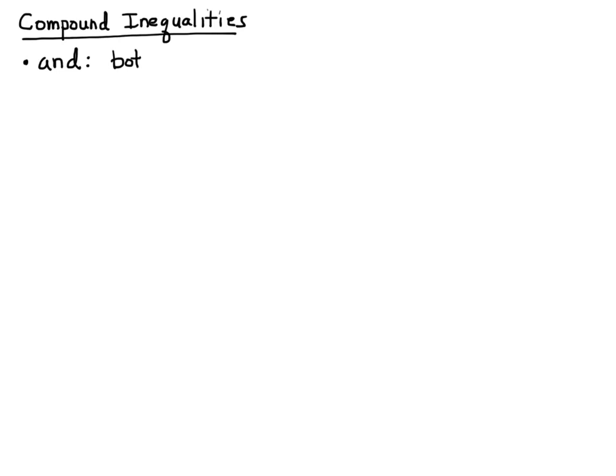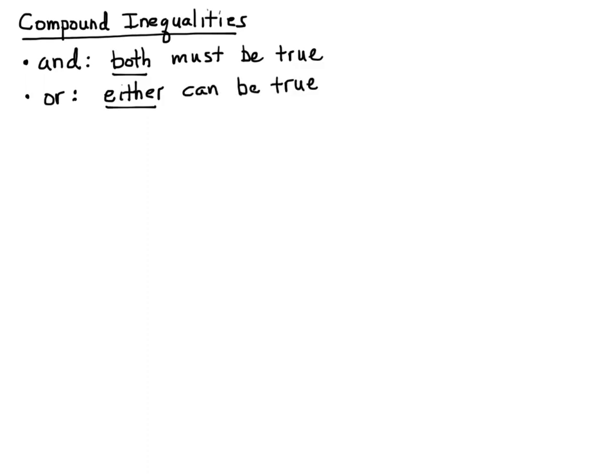Okay, so here's what we're going to call compound inequalities. A compound inequality is where you have two inequalities and they're separated by the word either and or. A typical problem there may be something like 2x minus 4 is less than 4 and 2x plus 8 is greater than 6. The key thing to know about the word and is that both of them must be true.